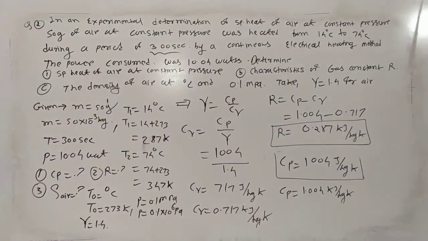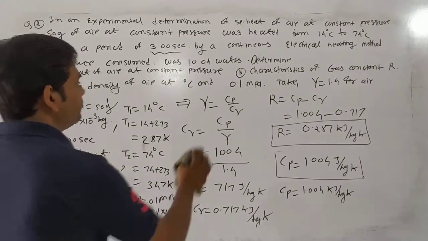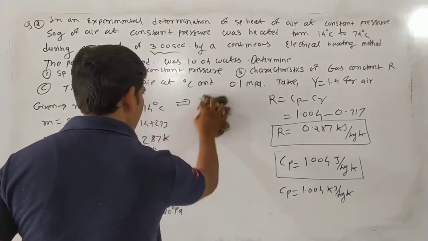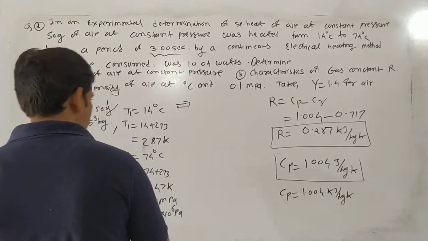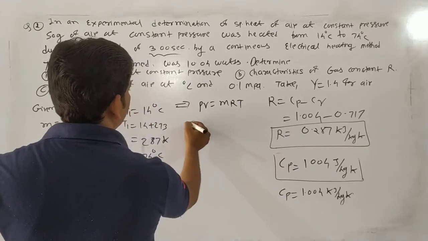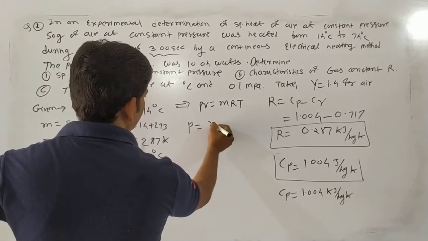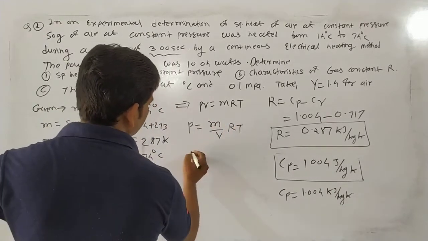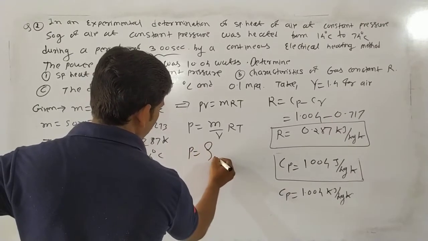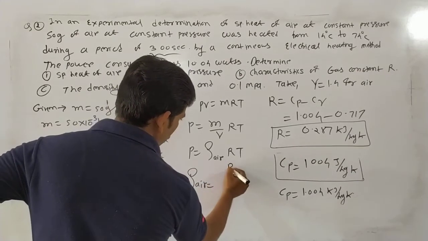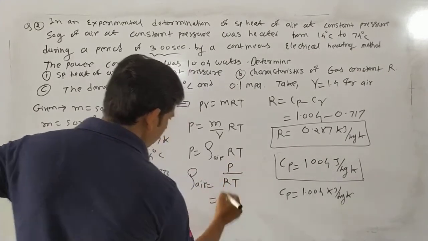What is asked finally? Density of air. So how to calculate the density of air? Very easy. So what is the ideal gas equation? PV equal to mRT. So P is equal to m upon V into RT. So we require the density of air. So P is equal to mass upon volume, density of air, R into T. So rho of air is equal to P upon RT. So just put the values.